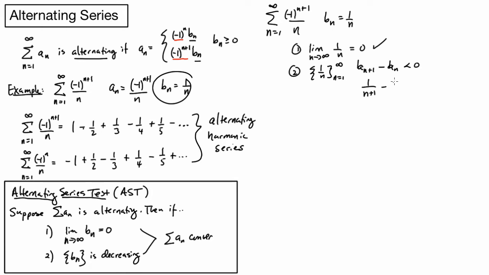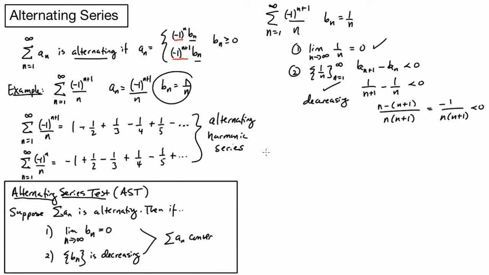1 over n plus 1 minus 1 over n. Is that less than 0? Well, that is the same thing if I get a common denominator here. That's the same thing as n minus n plus 1 over n times n plus 1, which is minus 1 over n plus 1, and clearly that is less than 0. So, put a check mark by this. This sequence is definitely decreasing.